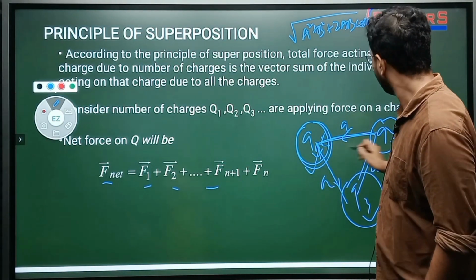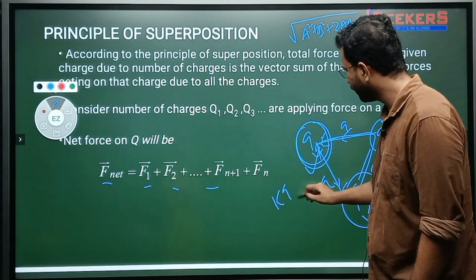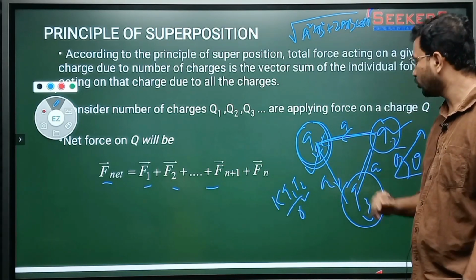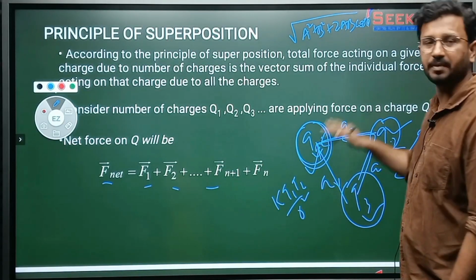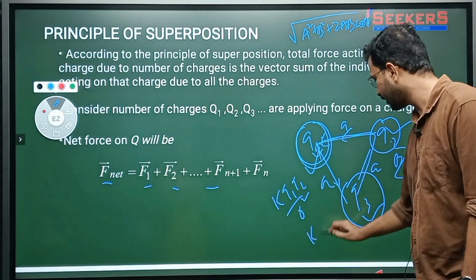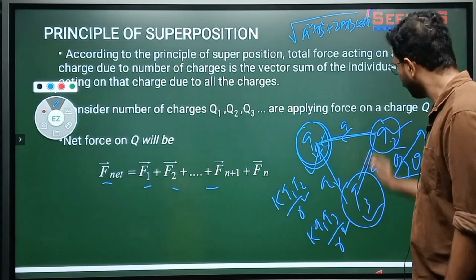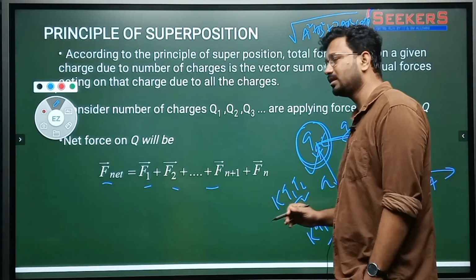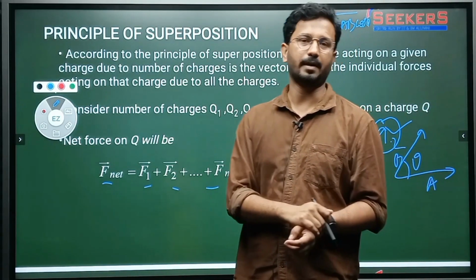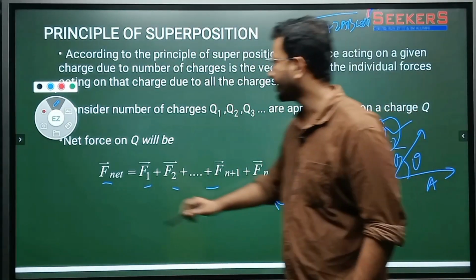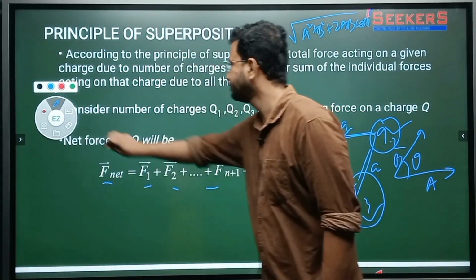Force on Q1 by Q2 will be the same, K Q1 Q2 by R square. Force by Q3 on Q1 will be the same, even if Q2 is present or not present, K Q1 Q3 by R square. So the force is not going to change. Just the net force on that charged particle will be different because we have to add the forces. Okay, going forward.